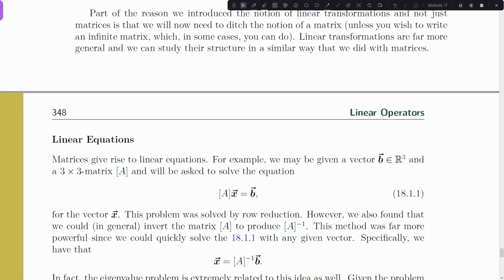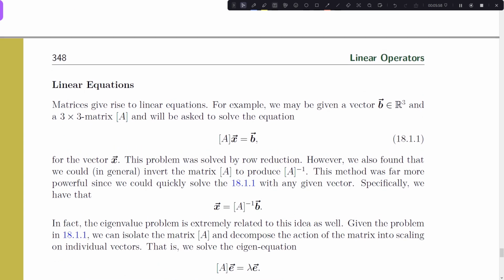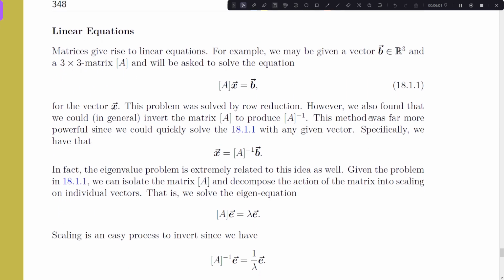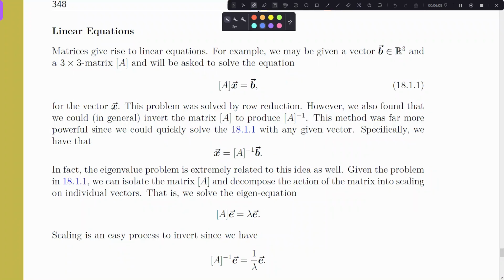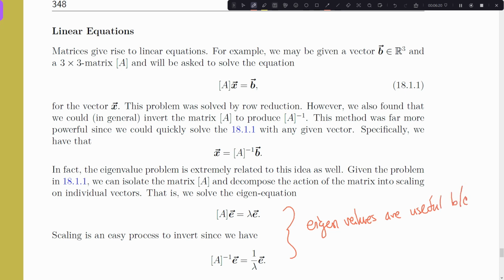So something that's useful then, when it comes to matrices, are the eigenvalues. And maybe this wasn't stressed so much as to why eigenvalues are useful, but what the current section is trying to stress for us is that eigenvalues are useful because they make inverses easy, very, very easy.